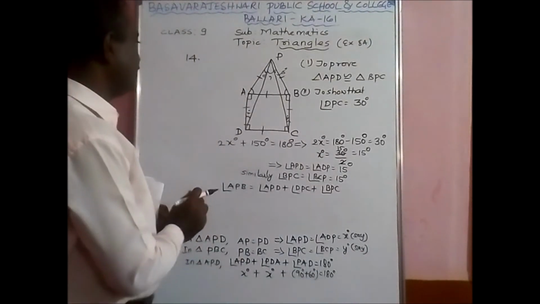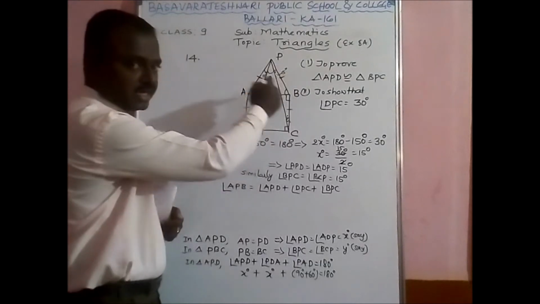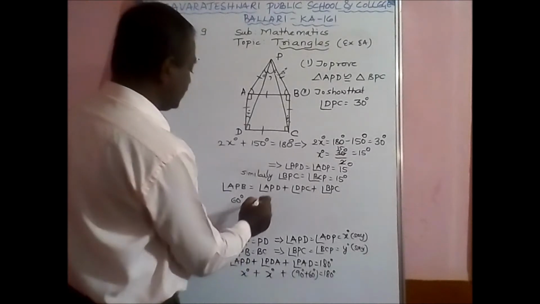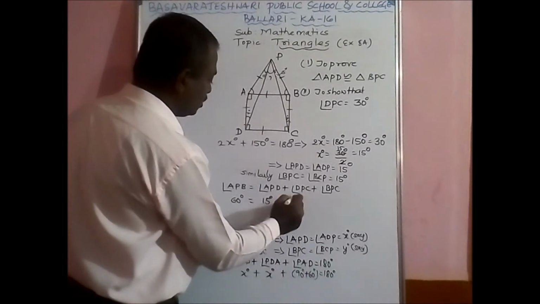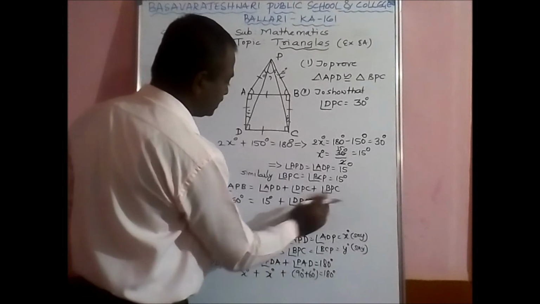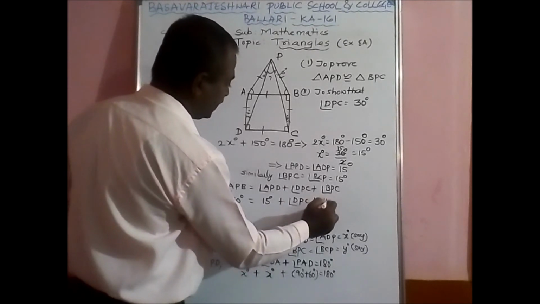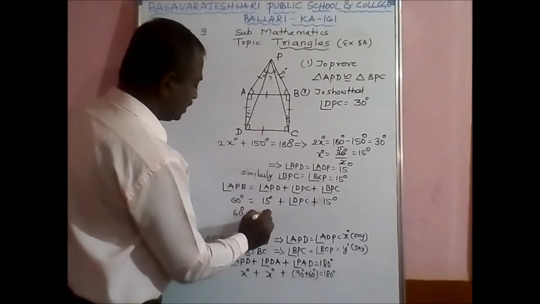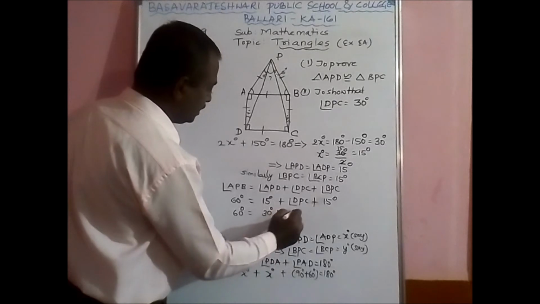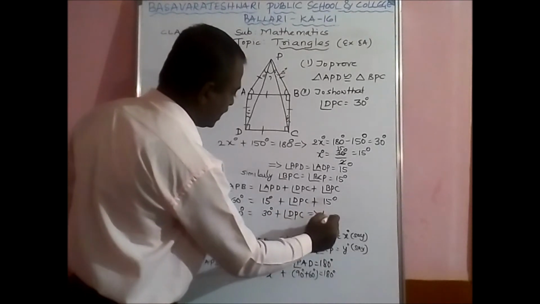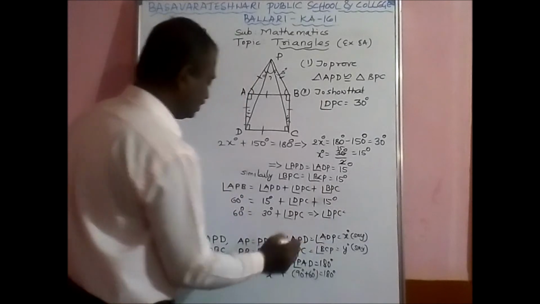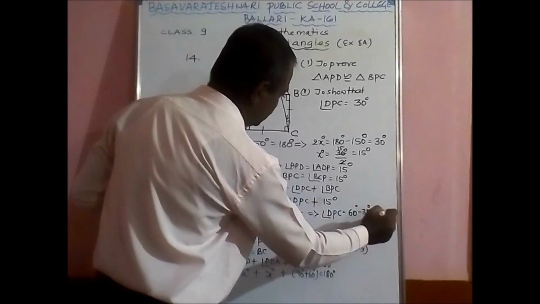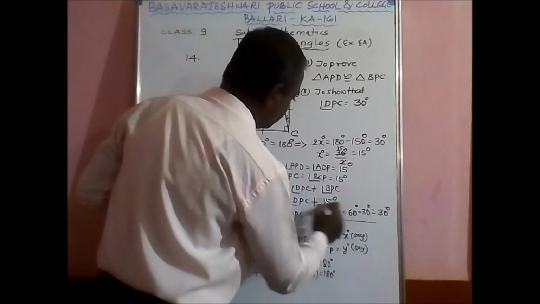Substitute the values. Angle APB we know already, since it is an equilateral triangle, each angle is 60 degrees. Angle APD, how much did we get? 15 degrees. This we don't know, we have to find out. This is also 15 degrees. So now 60 degrees is equal to 30 degrees plus angle DPC. This implies angle DPC is equal to 60 degrees minus 30 degrees, that is equal to 30 degrees. Thus we have proved that.